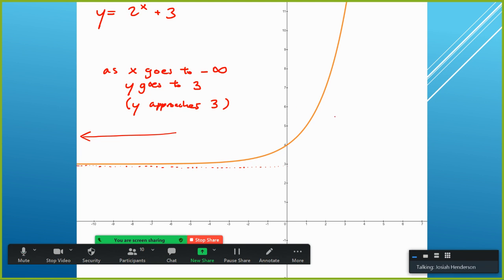And on the right, as x goes to positive infinity, y is just increasing forever. It's not approaching a certain height and stopping like it is on the left, is it? So we say y goes to infinity. As x is increasing, y is increasing, and it never stops.